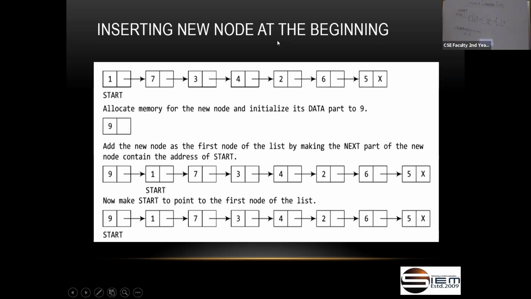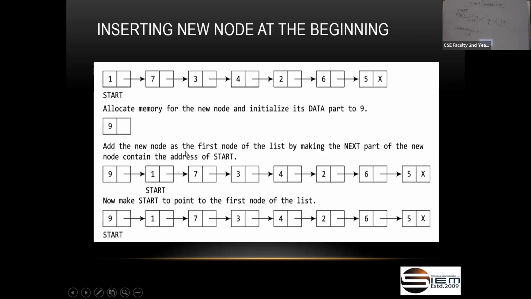So you see inserting a new node at the beginning. For that, you already need a linked list. So this linked list is already present, a pre-existing linked list. And this is your new node. So allocate memory for the new node and initialize its data part to 9. You can take any other value also. Here in this case, they have considered that the data part will be 9. And where did they get this new node from? From the available space. Just remember that.